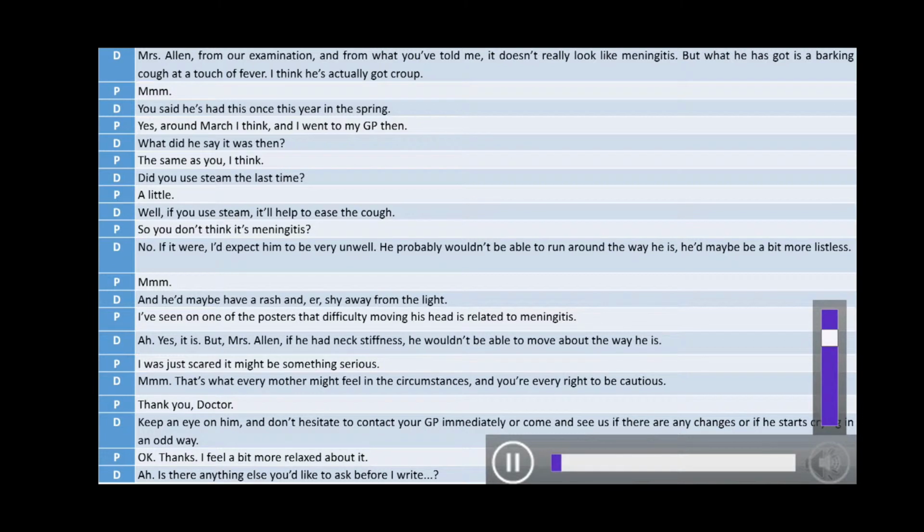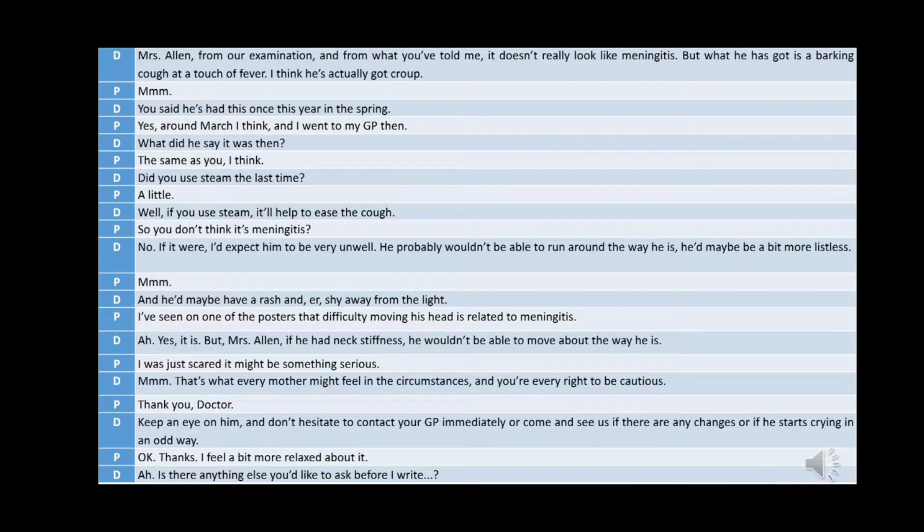Mrs. Allen, from our examination and from what you've told me, it doesn't really look like meningitis. But what he has got is a barking cough and a touch of fever. I think he's actually got croup. Now, you said he's had this once this year in the spring. Yes, around March, I think. And I went to my GP then. What did he say it was then? The same as you, I think. Did you use steam the last time? A little. Well, if you use steam, it'll help to ease the cough.